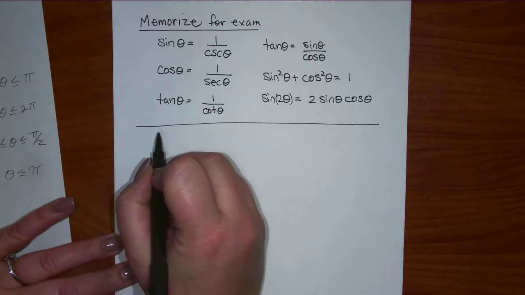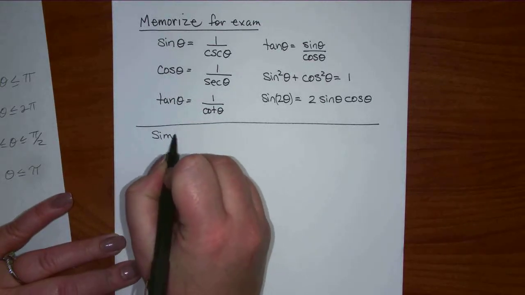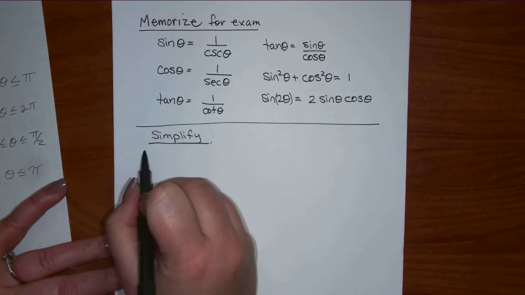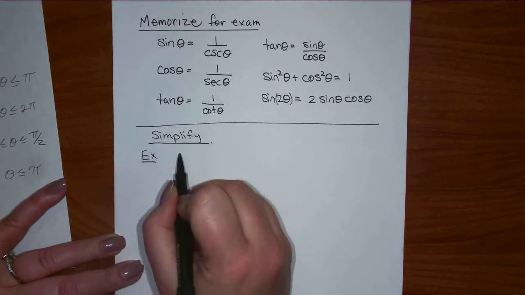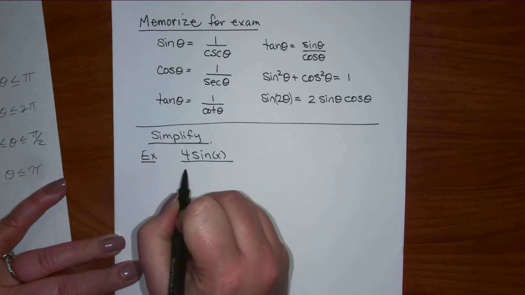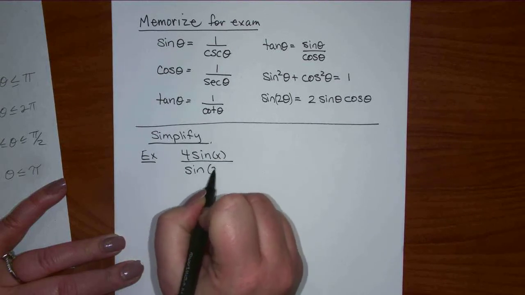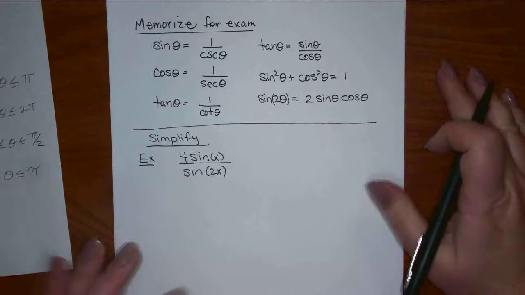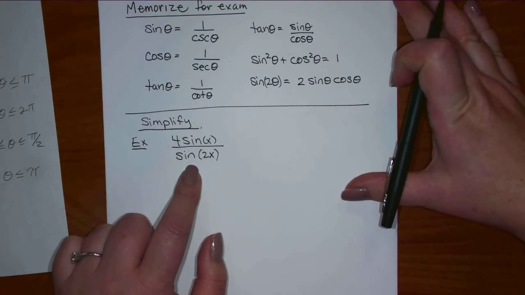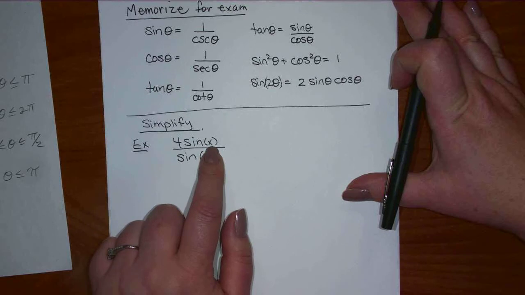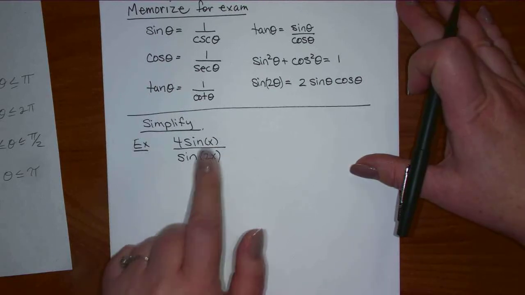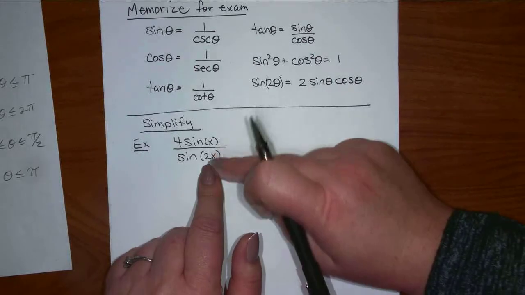So the first type of question would be to simplify. So an example: where people go wrong when they're simplifying a trig function is that this is sine of x, and this is sine of 2x, and they can't cancel each other out. The arguments can't cancel out.